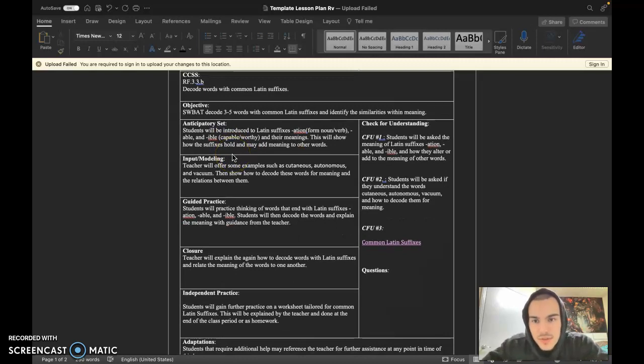Moving on to the anticipatory set, students will be introduced to Latin suffixes. Ation, able, and ible are all Latin suffixes, meaning these are all endings that can be attached to your root or base words in order to change or add meaning to those words. And then I have here the actual meanings of these Latin suffixes. So ation is to form a noun or a verb.